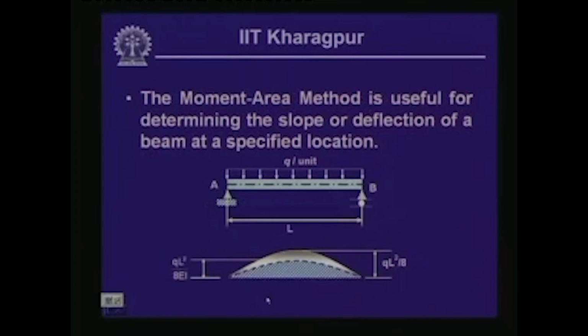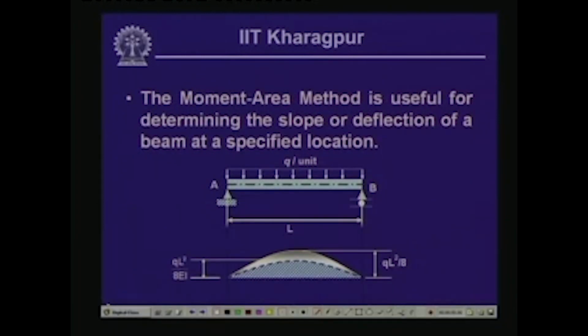Now, we have seen that in the last lesson we have discussed the moment area method, and consequently the two moment area theorems. They are useful in determining the slope or deflection of a beam at a specified location.